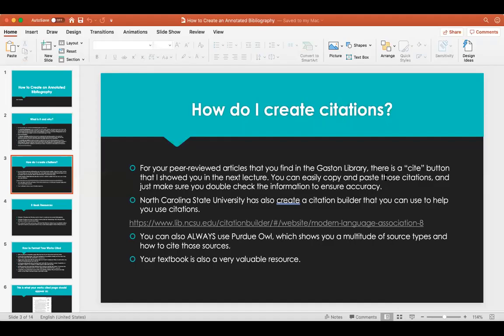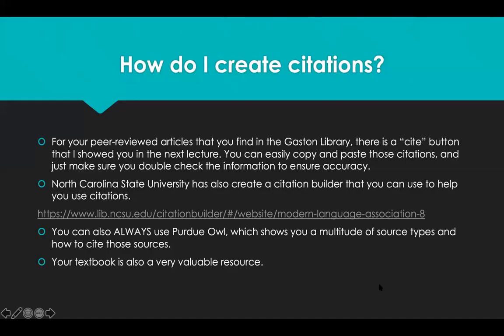So essentially, now that you understand more about what an annotated bibliography is, now we need to know, how do we begin to create citations? For your peer-reviewed articles that you find in the Gaston Library, there's a cite button that I showed you in the previous lecture. You can easily copy and paste those citations, and just make sure you double check the information to ensure accuracy.